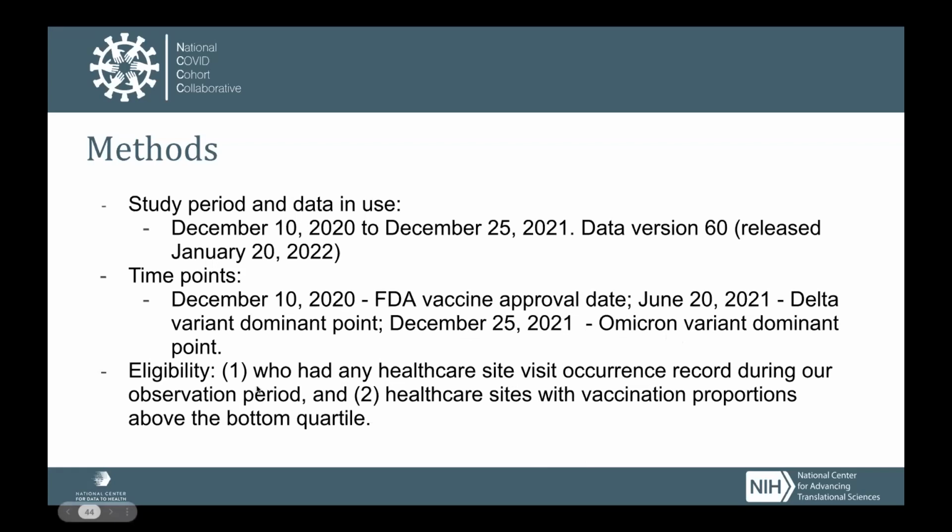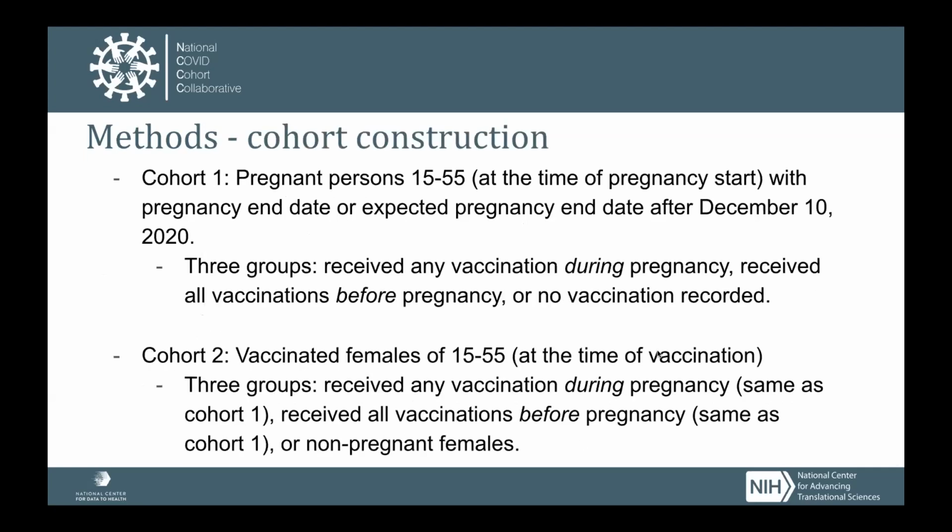We include everybody who had a visit occurrence record during our observation period, and we only include healthcare sites with vaccination proportions above the bottom quartile. Because we have two sub-aims, we have two cohorts. The first focuses on pregnant persons, and we divide them into three groups: people who received the vaccination during pregnancy, people who received vaccination before pregnancy, and pregnant people without any vaccination. Our second cohort focuses on vaccinated people aged 15 to 55. We also divide them into three groups. The first two groups, vaccination during pregnancy and vaccination before pregnancy, are the same as the subgroups in cohort 1. Beyond those two groups, we have another group in cohort 2, which is non-pregnant females who are vaccinated.